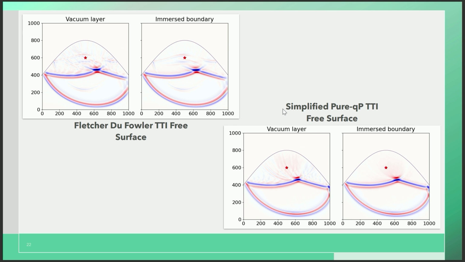It means that you can swap them in and out really quickly. So we can see here, we've got Fletcher-Du-Fowler, and if we don't like Fletcher-Du-Fowler, we can swap it out for simplified pure QP. And it's basically trivial, right? Because we're not having to rederive all of this stuff and re-implement it all. It's just handled automatically. And this gives you a lot more flexibility in terms of prototyping and innovating.